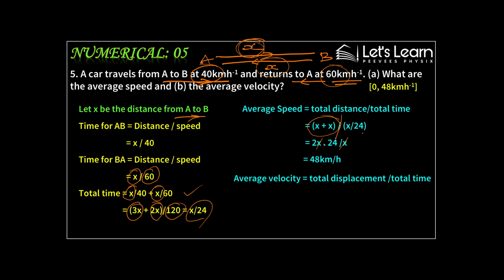Now, second part of the question, they wanted average velocity. Total displacement divided by total time. Total displacement is 0. It came back to the same point. So average velocity is 0.